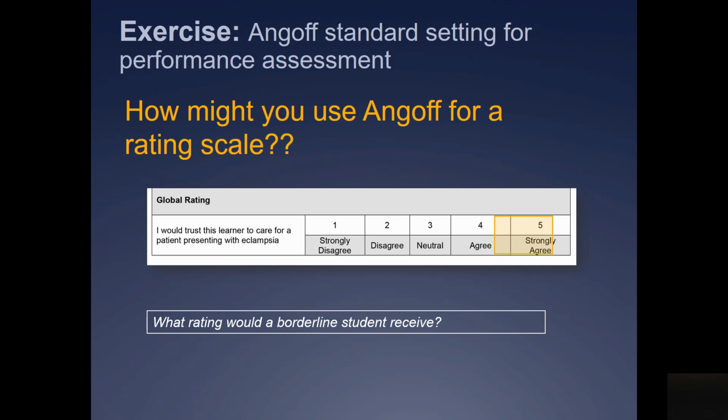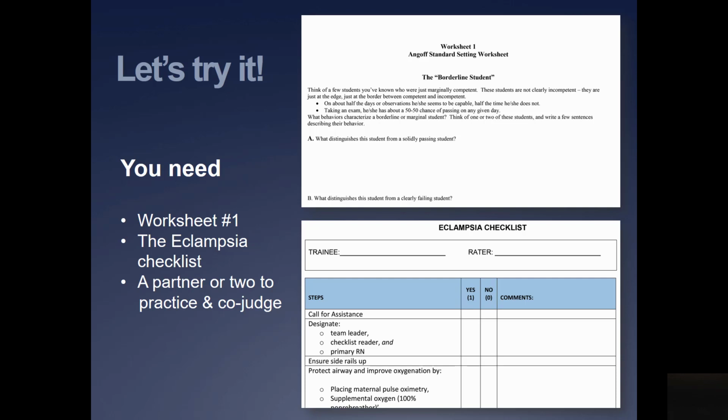I'm going to walk through an exercise. Let's try it together. Okay. This is what you're going to need. You're going to need worksheet number 1, which is supplied. You'll also need the eclampsia checklist, which is the performance checklist. It's nice to have that in front of us. And a partner or 2 to practice and co-judge. You can pause this video now and watch it together. That's the flexible nature of having a video. So let's go ahead and get started.